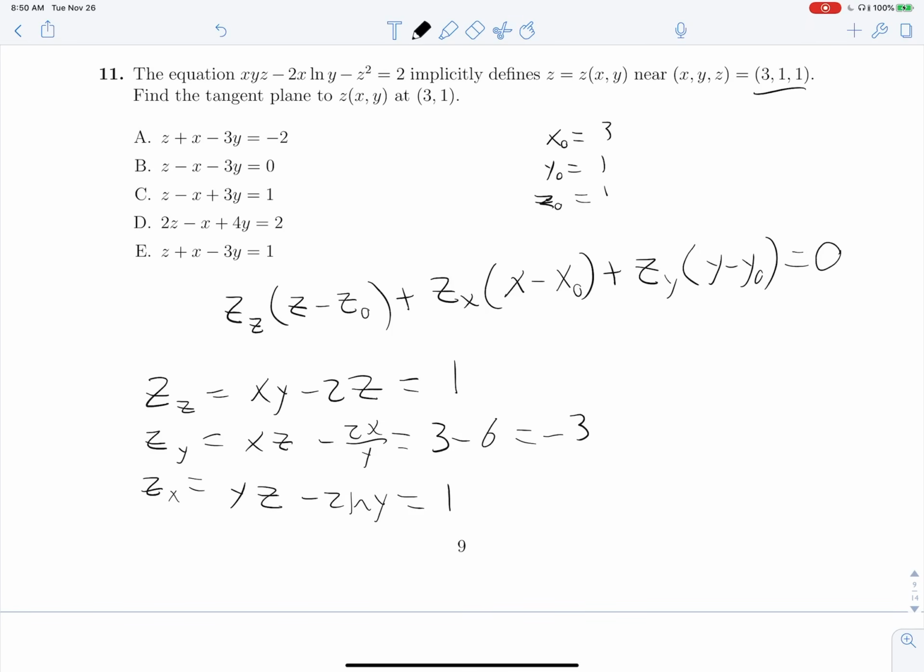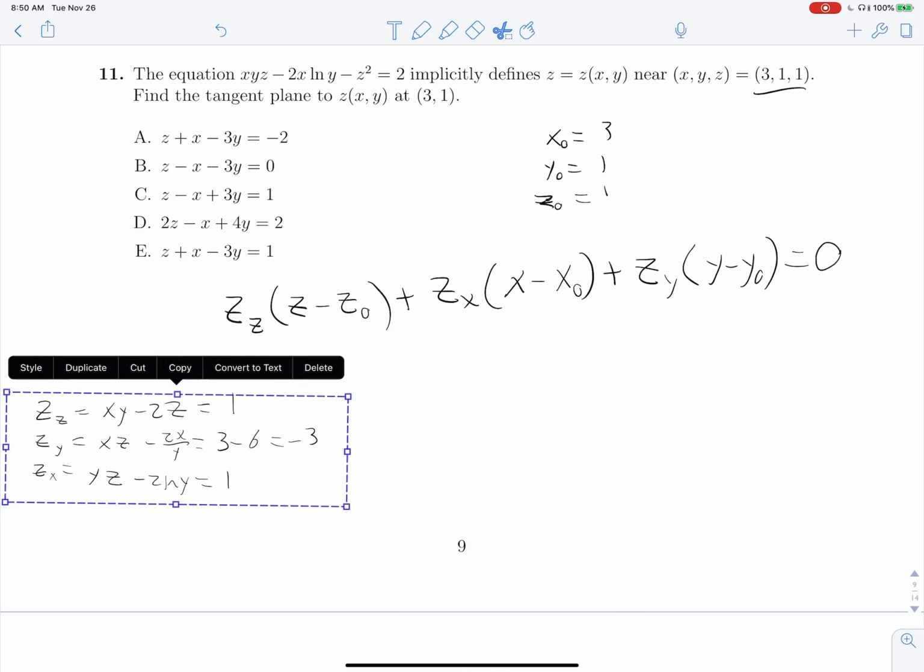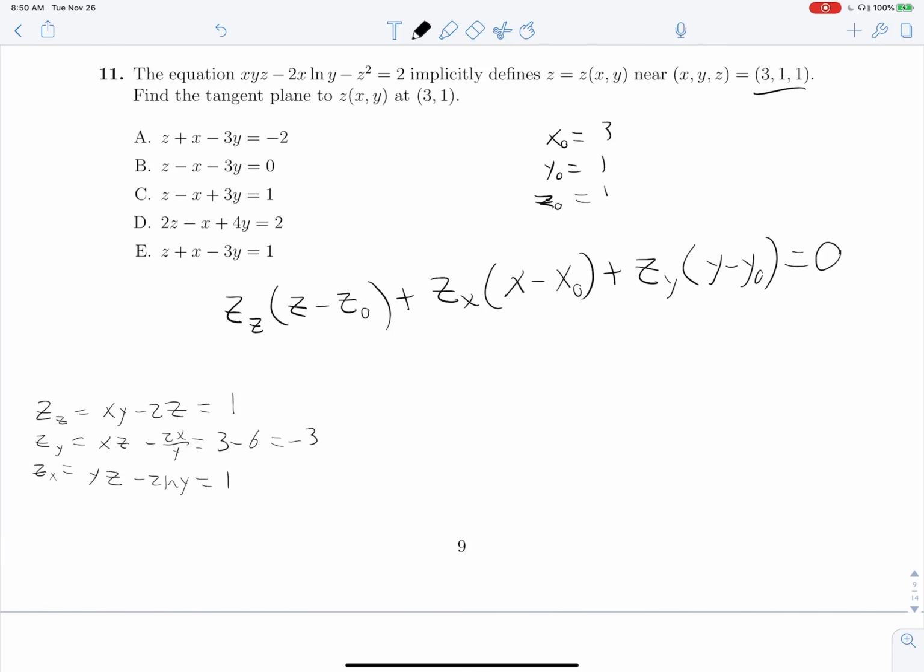Okay, so at this point, we have everything we need to set up our equation. I'm going to take all this. I wrote a little bit big, so I'm going to move it down because we need some good space over here. So this is all going to work out to 1(z - 1) + 1(x - 3) + (-3)(y - 1), and all of that is equal to 0.